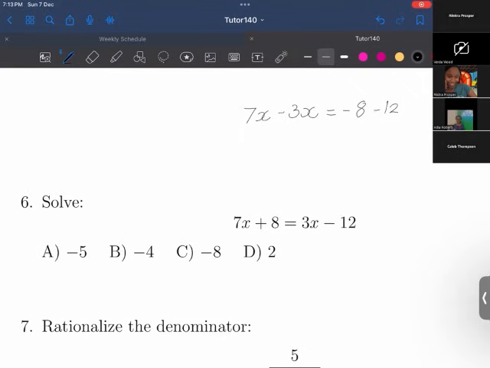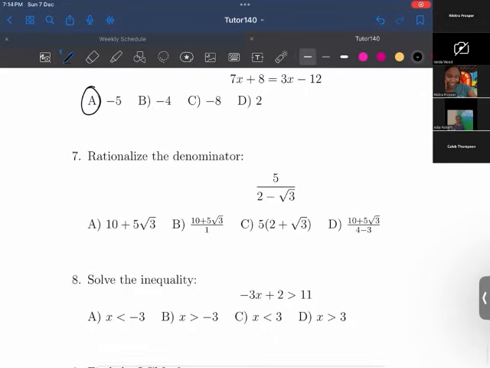Right? So I'm going to simplify it. 7x minus 3x is just 4x. Negative 8 minus 12 is just negative 20. We divide both sides by 4. So negative 20 divided by 4 is just negative 5. So our answer is A.